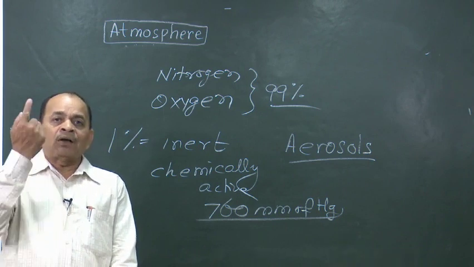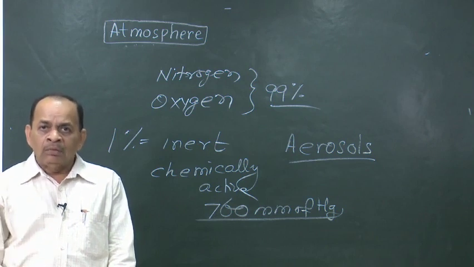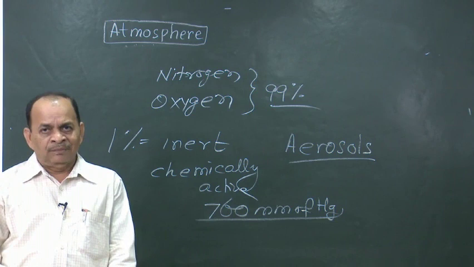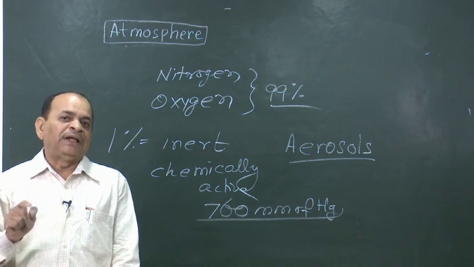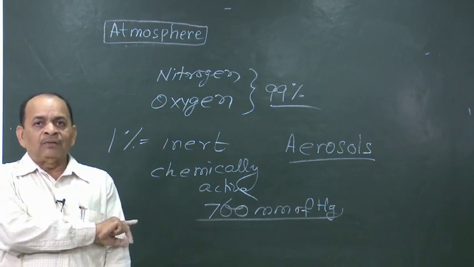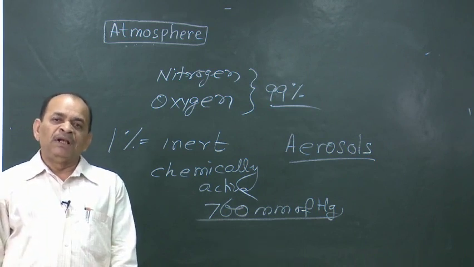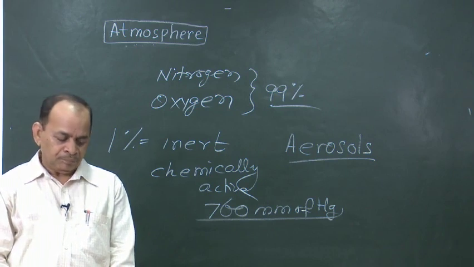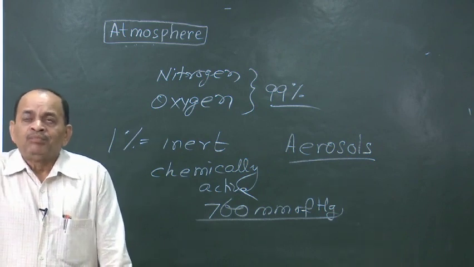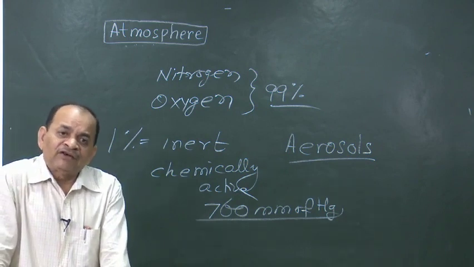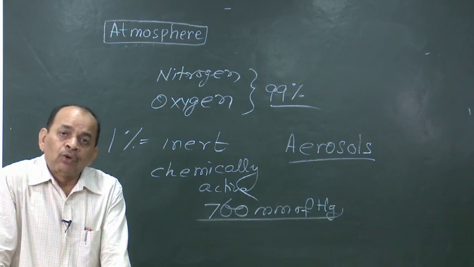When you go higher above sea level, the pressure will decrease, and if you go below sea level, pressure will increase. That is the weight of the atmosphere per unit area, and the standard pressure at sea level is about 760 millimeters of mercury. So, that is all about the atmosphere.